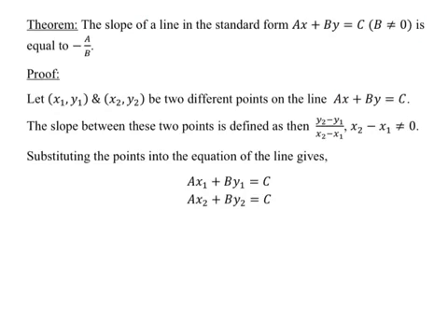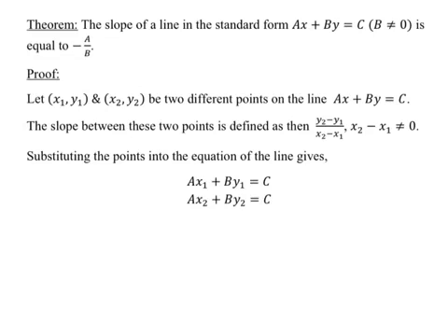Let's take a look at a theorem here, and the theorem says the following. The slope of a line in the standard form ax plus by equals c, where b cannot equal 0, is equal to negative a over b. Negative a over b. Remember, b can't be 0 because b is in the denominator there. So, that's the theorem. Let's go to the proof of this theorem.